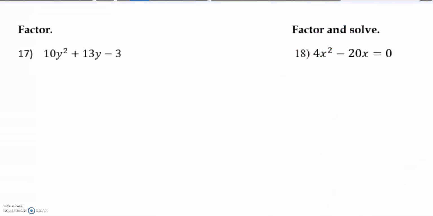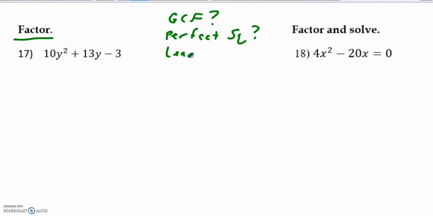All right, on to more cumulative review. If you look at number 17, the directions are just factor, not factor and solve. Just want to get the parentheses. So when I look at this, I first ask, is there a GCF? No. The next thing I look for is, do I have perfect squares on the ends? No. Do I have a lead number of 1? No. So if nothing else works, this is when we would split the middle.